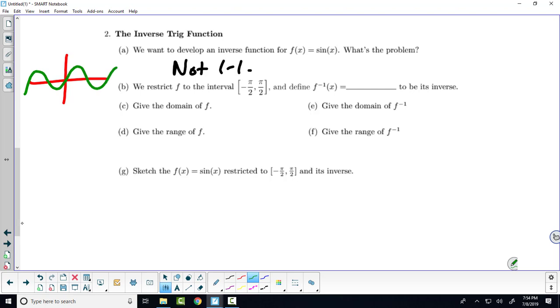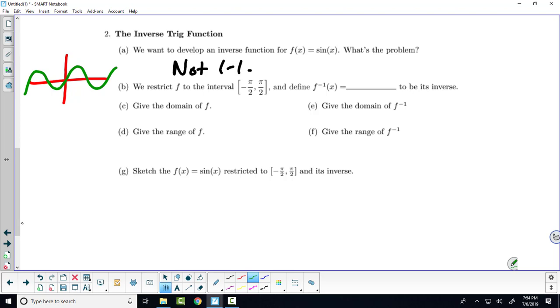Okay? And it continues on periodically, right? Very not 1 to 1, right? Every horizontal line that intersects the graph intersects it infinitely many times. Very not 1 to 1. I would like to now come up with a natural 1 to 1 segment. For the sine, cosine, and tangent, and cotangent, everyone agrees as to what a natural 1 to 1 segment is.